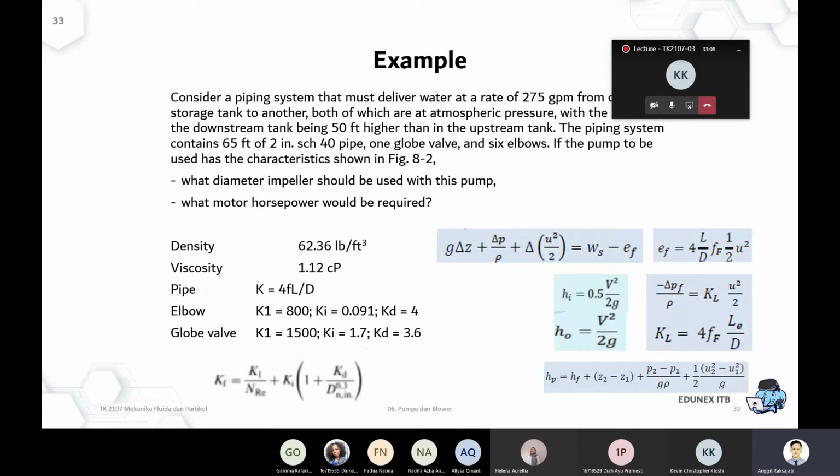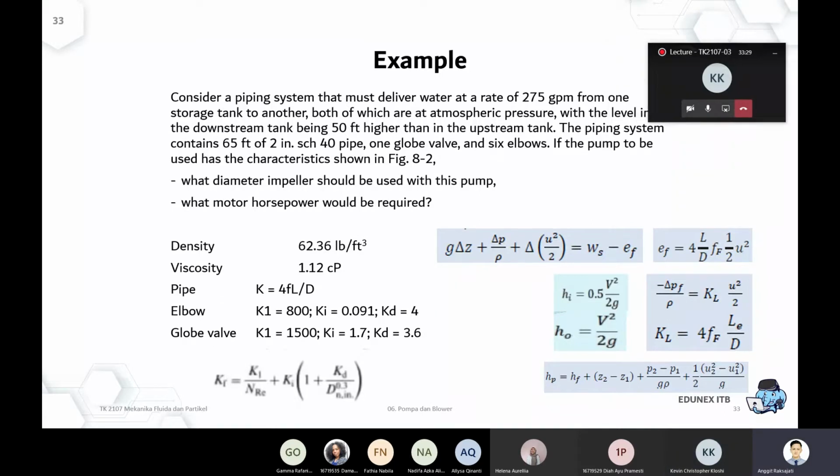Okay, any question before we go to the example of the pump calculation? So far so good? So far it's okay, sir.